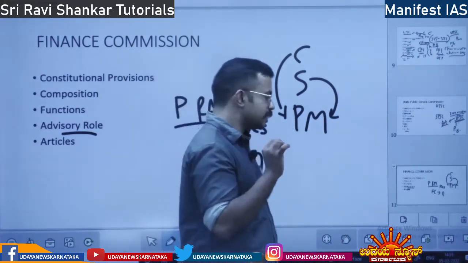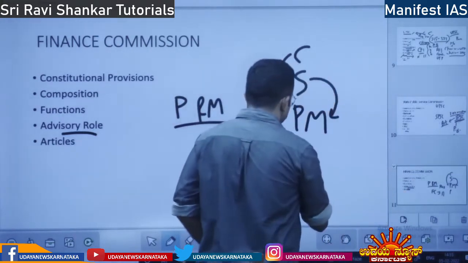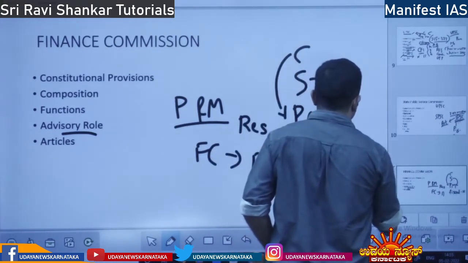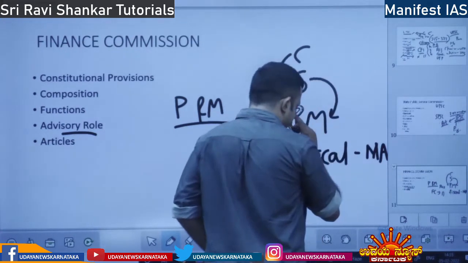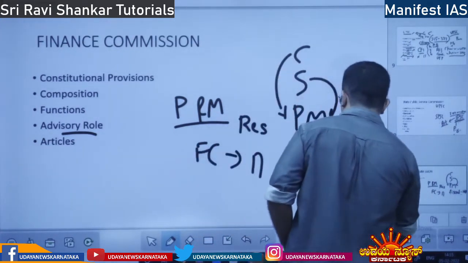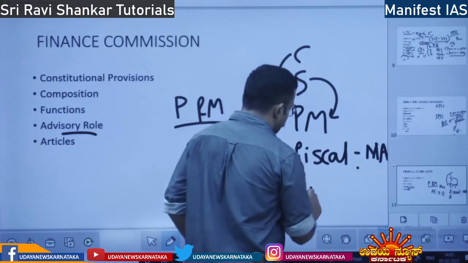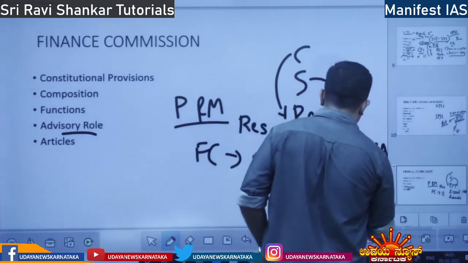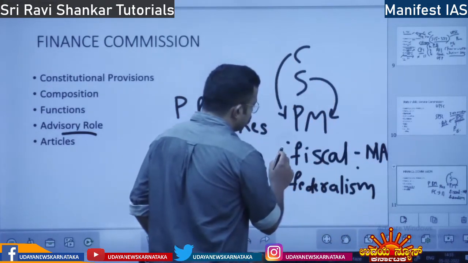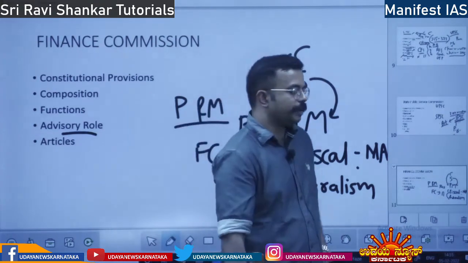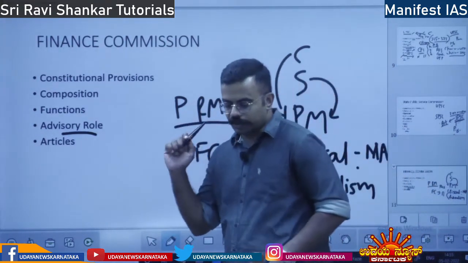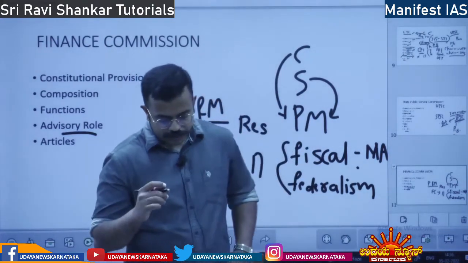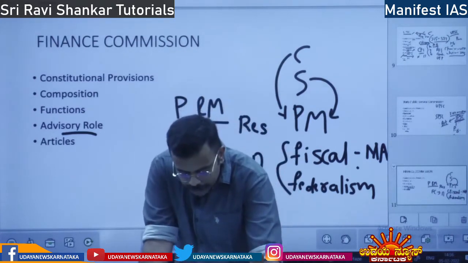what do you mean by fiscal federalism? Fiscal means the monetary account of the government: how much money the government gets every year, how much it spends. Federalism means division of power between center and states. How the monetary resources are divided between the center and states is said by the Finance Commission. So it is a protector of fiscal federalism.